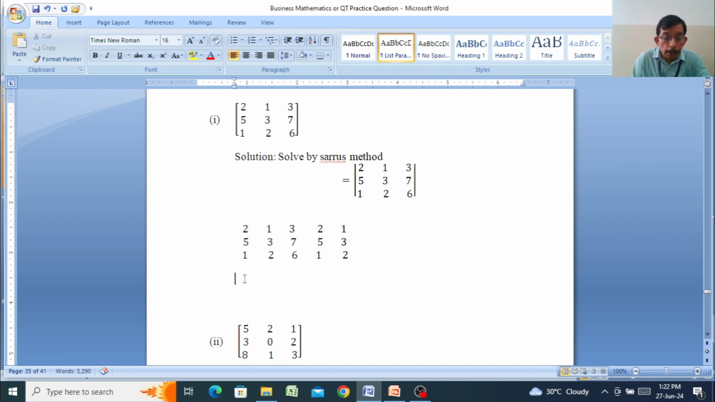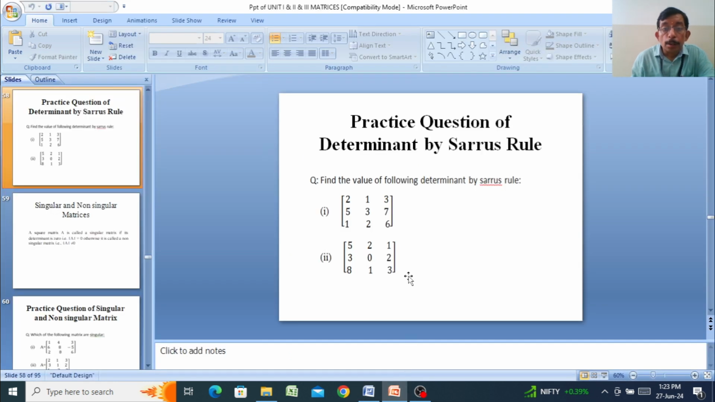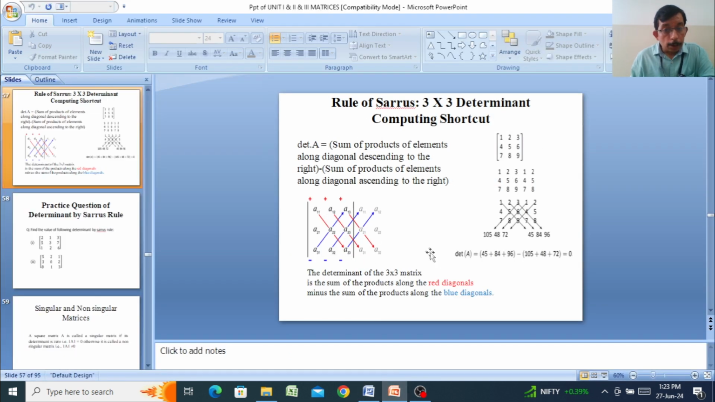Now the value of the determinant is: the first diagonal element is 2, 3, 6, plus. In this method, students, the first diagonal element, now we take the second diagonal element multiplication and the third diagonal element addition, after that the subtraction of the right side values. Is it clear?